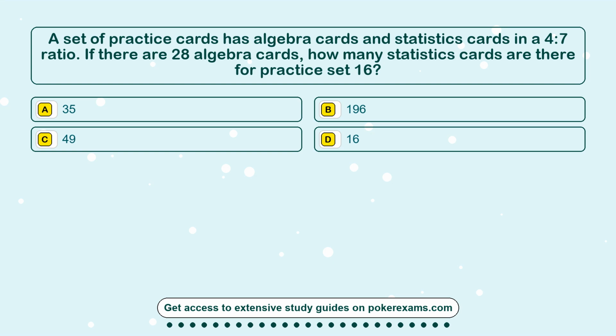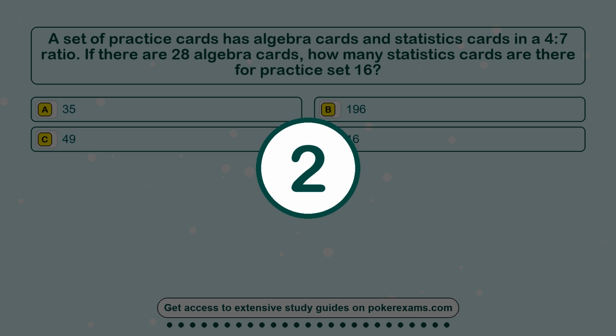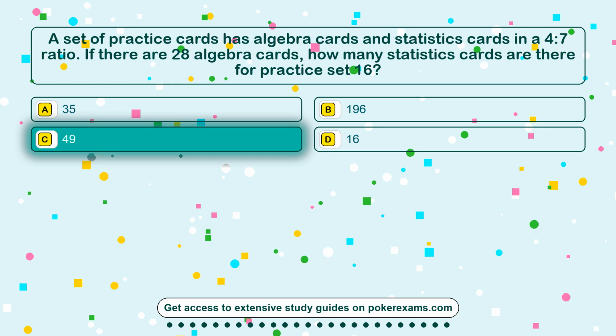Question 4. A set of practice cards has algebra cards and statistics cards in a 4:7 ratio. If there are 28 algebra cards, how many statistics cards are there for practice set 16? Option A 35. Option B 196. Option C 49. Option D 16. The correct answer is option C, 49.